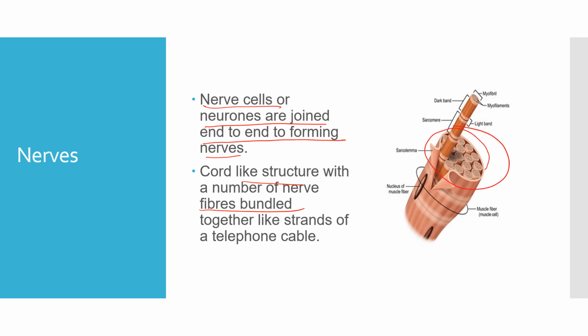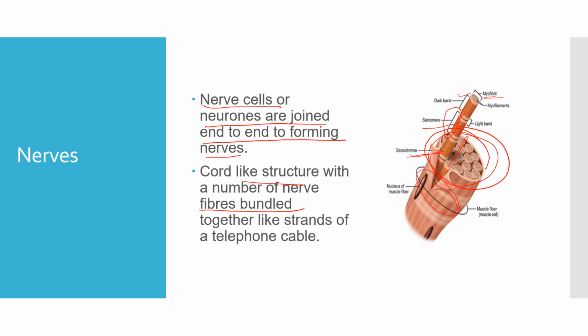Now you see this diagram, it consists of a large number of nerve fibers bundled together, and they look like the strands of a telephone cable. So you can compare it with a telephone cable. As you see in this structure, this is the muscle fiber to which the nerve is attached. This is the sarcolemma, this is the sarcomere. These are the dark and white bands of the muscles. This is the myofibril, and this part inside is the nerve, having a bunch of nerve fibers which look like a telephone cable.